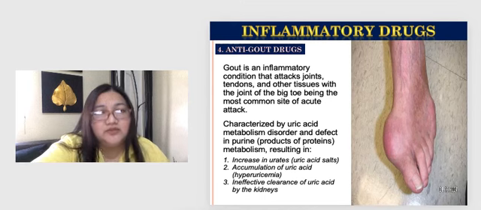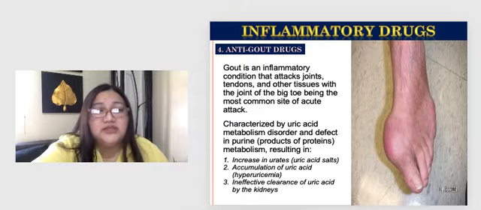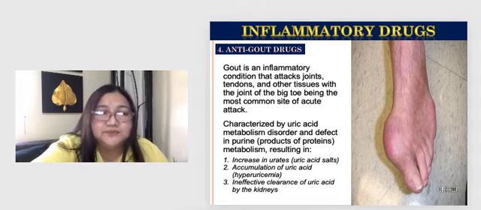Next group of inflammatory drugs are drugs for gout. These are the anti-gout drugs. Alright? Again, to briefly introduce gout, isa siyang inflammatory condition that also attacks joints. Parang yung rheumatoid arthritis. No? Pero dito sa anti-gout or dito sa gout, the usual site is the big toe.